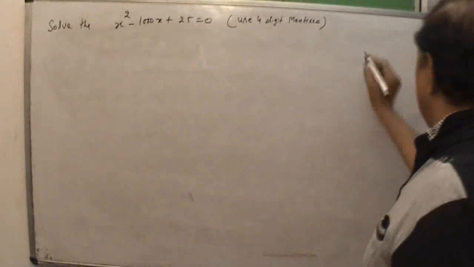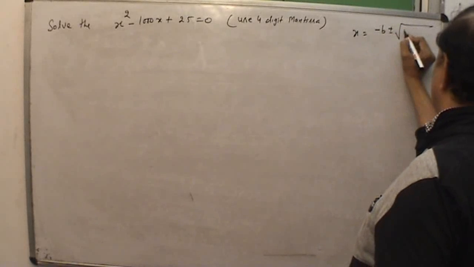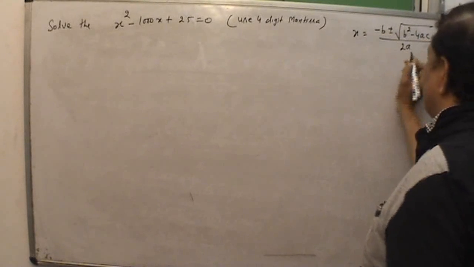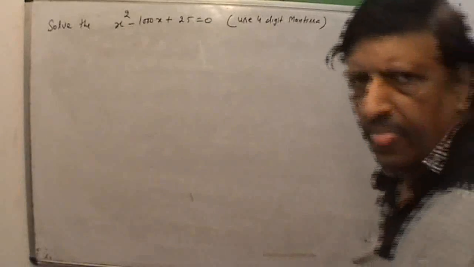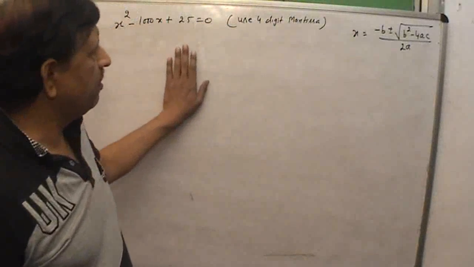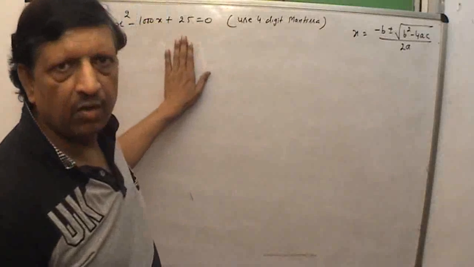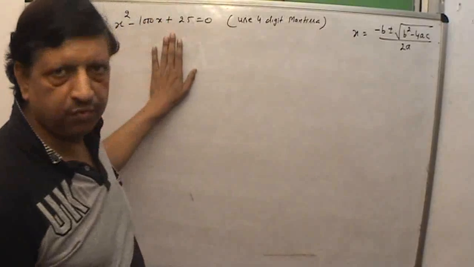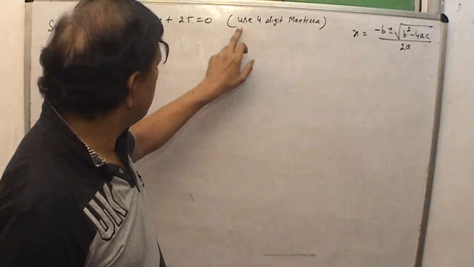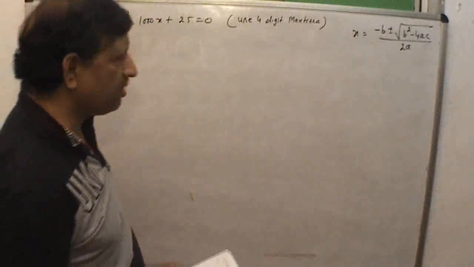In the school level, we know the formula, that is x is equal to minus b plus minus under root of b square minus 4ac divided by 2a. Then we can calculate it in a very simple way. But again I repeat, we do not have to calculate these. These calculations are done by our computer system, which follows the steps according to this system, 4-digit Mantissa.